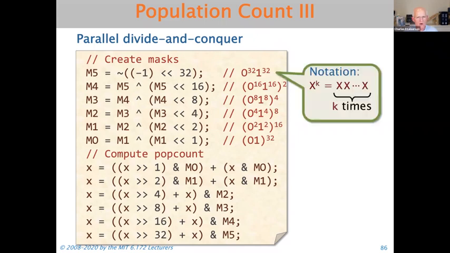So I'm using the notation here: X to the K means just repeat X K times. Well, it's a different X. I shouldn't have used X. I should have used a different variable. Sorry about that.